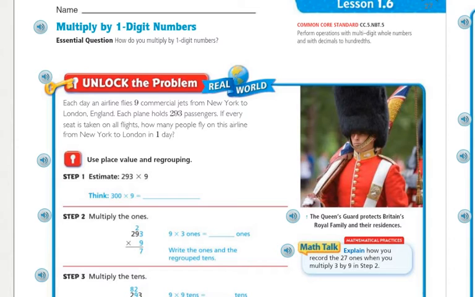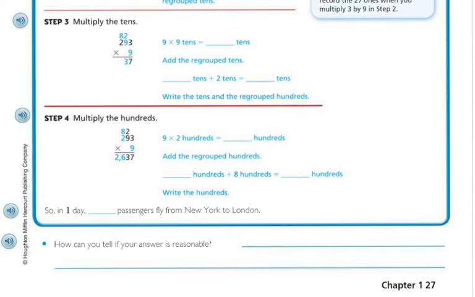Step 2 is to multiply the ones. Well, 9 times 3 is 27 ones. Step 3, we're going to multiply the tens. So 9 times 9 is 81 tens. Add the regrouped tens, 81 tens, plus the 2 tens, and you get 83 tens.